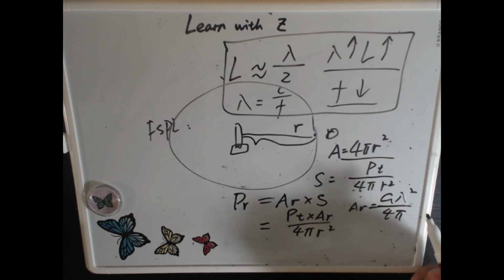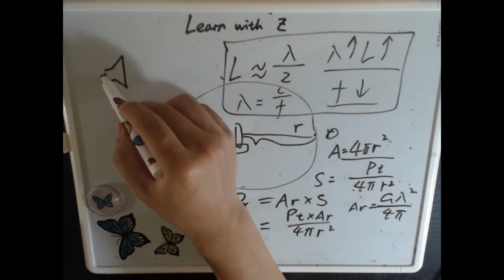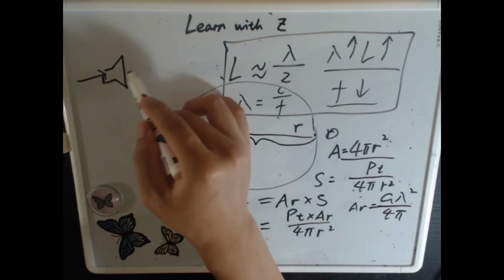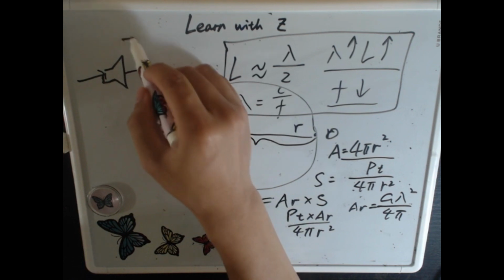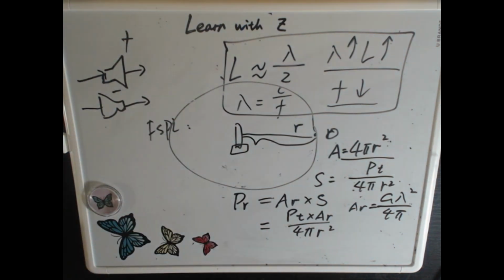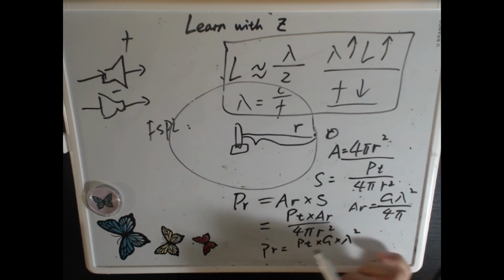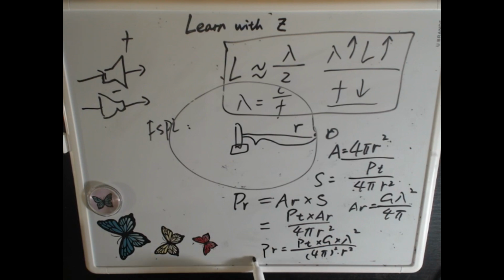G is a gain. How to visualize gain is, think about something like this. If a sound goes from here to here, it will be bigger, right? So it has a positive gain. If the sound is kind of like this, it will have a negative gain. So in this process, what we know is that PR will equal PT times gain times lambda squared times, right? So we know PR and PT.